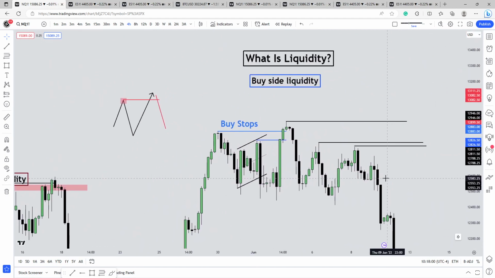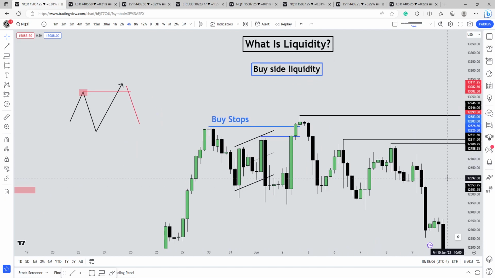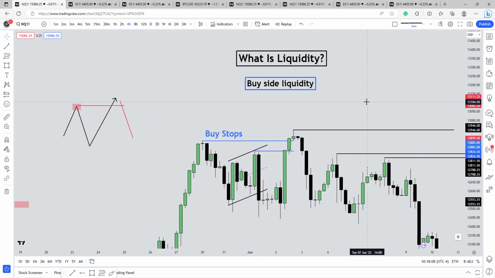That is the basics of understanding ICT concepts. You need to first understand the narrative behind liquidity, and that is what I just explained to you guys. So buy-side liquidity rests above old highs. Now let's dive into what sell-side liquidity is.